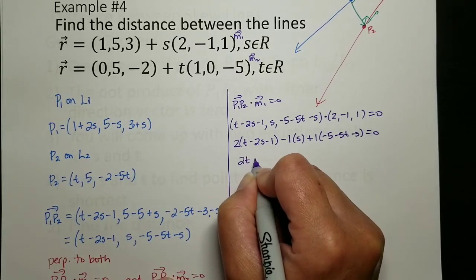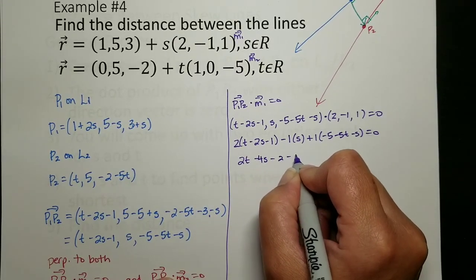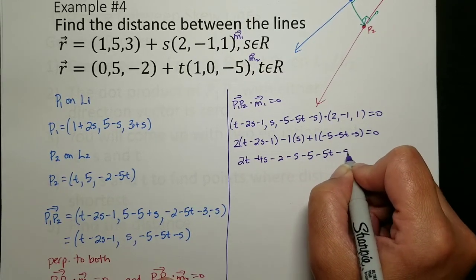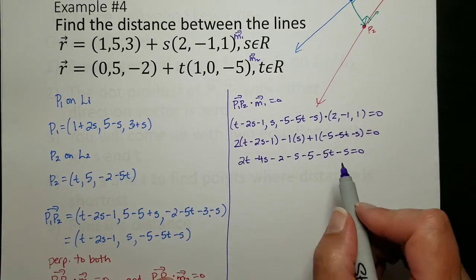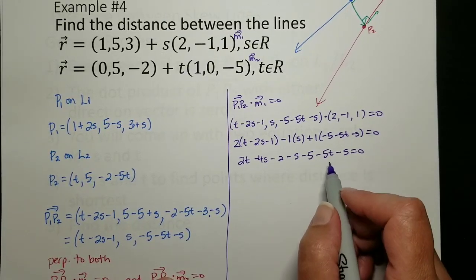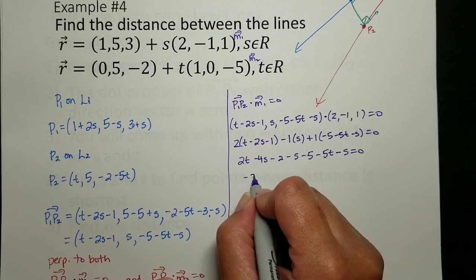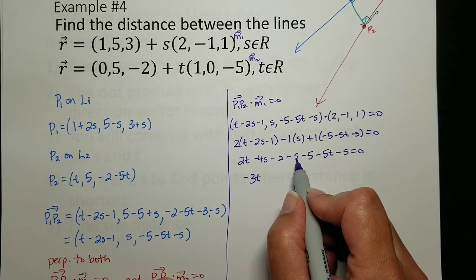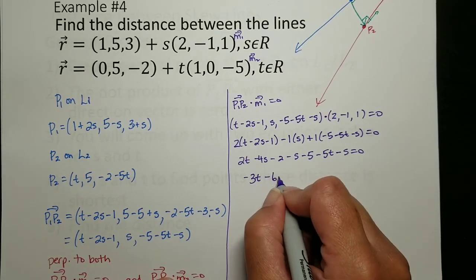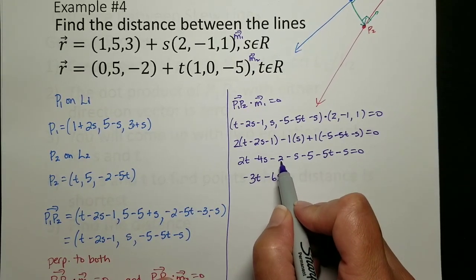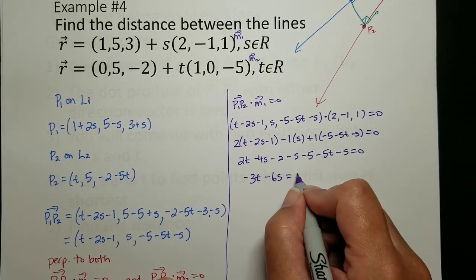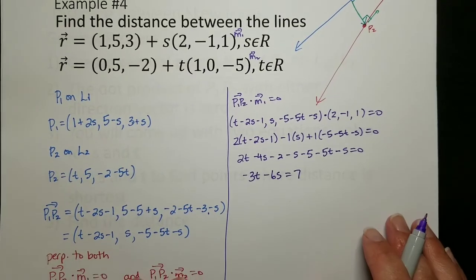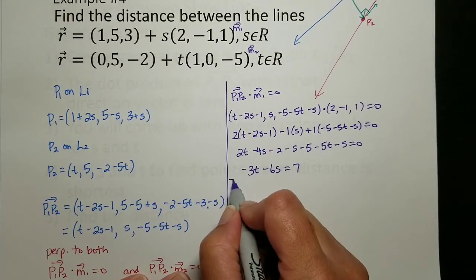So I have 2t minus 4s minus 2 minus s minus 5 minus 5t minus s equals 0. Looking at my t's, I get negative 3t, and for the s's, minus 4s minus another s is negative 5s, so negative 6s. And then the number parts, I had a minus 2 and a minus 5, so they'll go to the other side and be 7. I'm going to do that same thing with the second one.